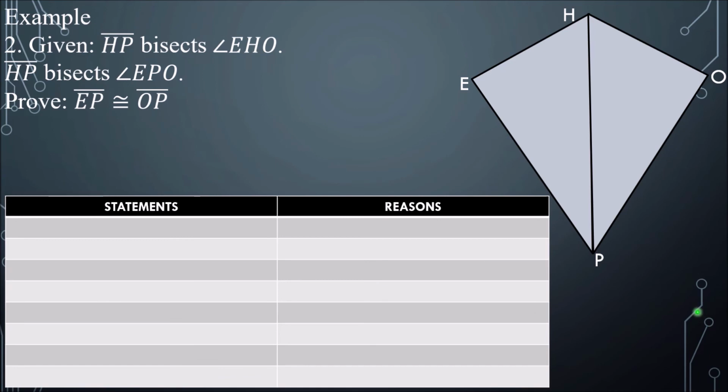Let's have another example. Given HP bisects angle EHO. So this is HP. HP also bisects EPO. Prove that side EP, so this one, is congruent to side OP. This one here. So we need to prove. Let's have the solution.